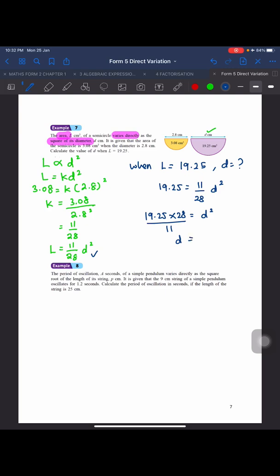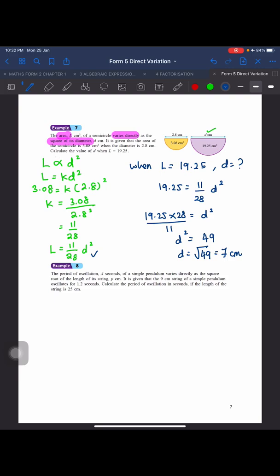Press the calculator. What is this value? When you press the calculator, you will get 49. So the value of d is the square root of 49. So you will get 7 centimeters.